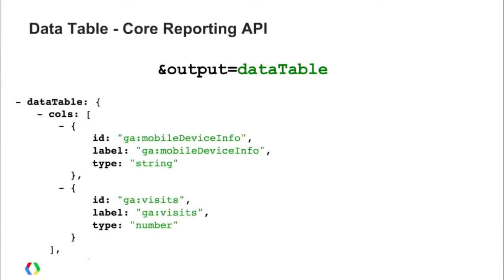So instead of the rows object sitting within the response, you're going to have a new data table object. And that's going to contain two separate lists. There's going to be a columns list, which indicates the IDs and labels, which is the data table format for basically column headers. And then you'll also get the rows within the data table, which contains your data. So it's a similar set of data, but it's in this data table format.